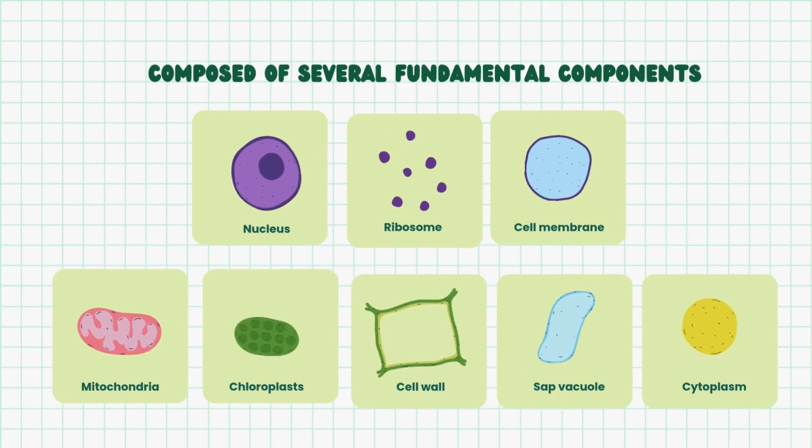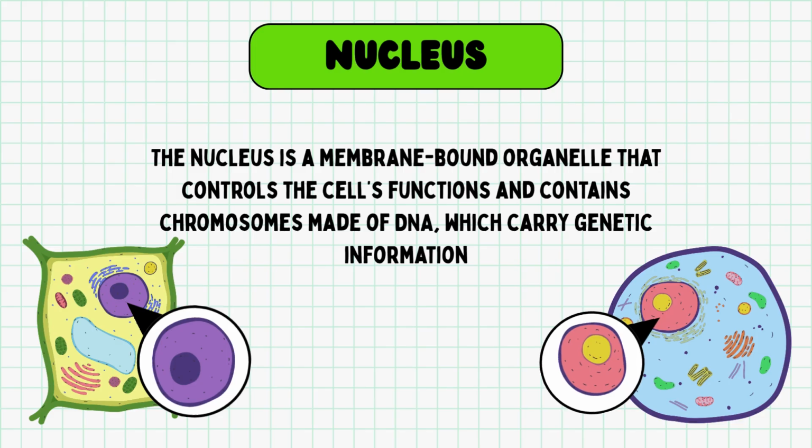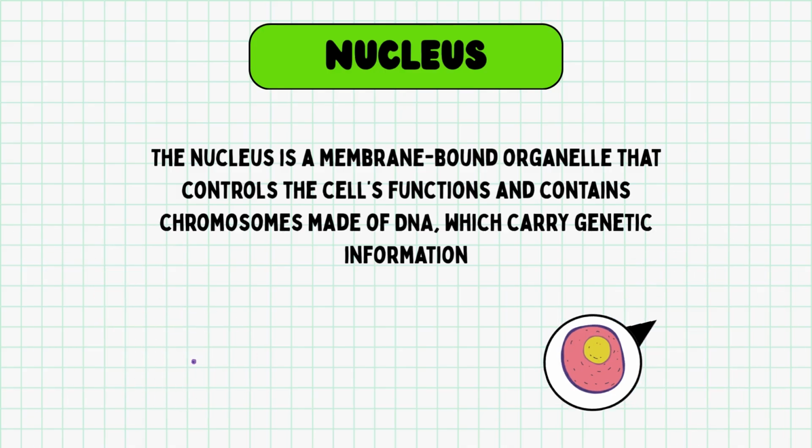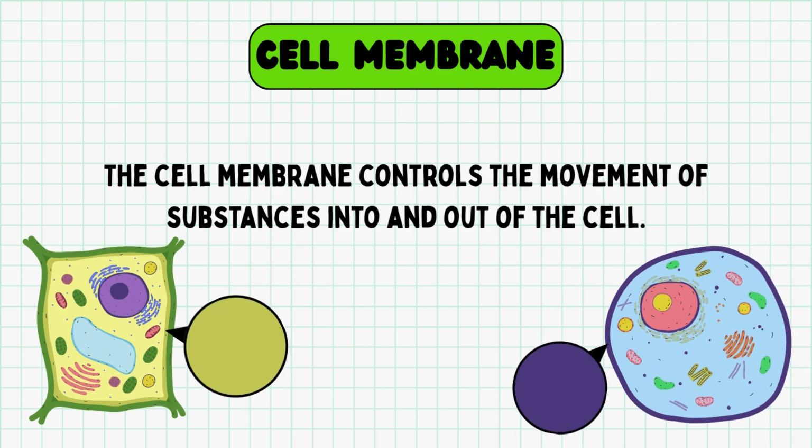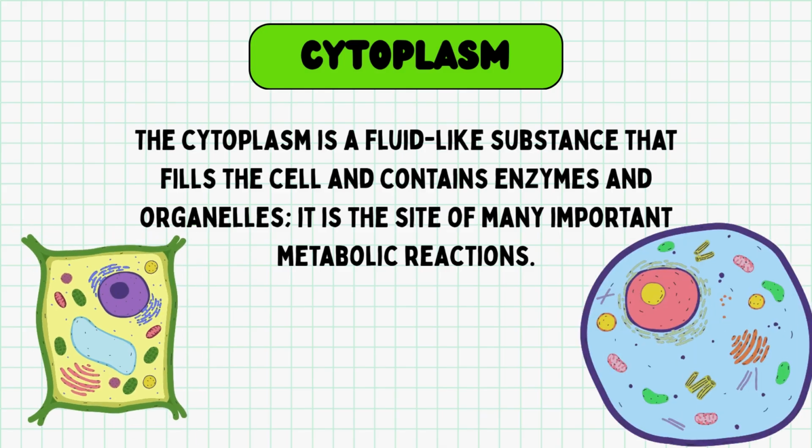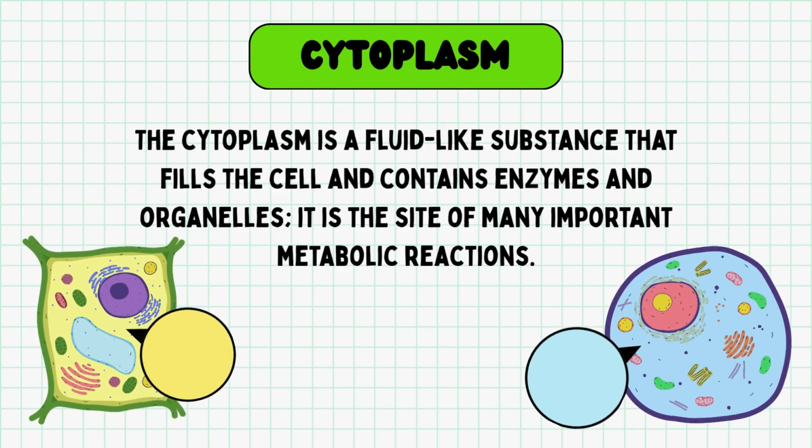Let's zoom in. The nucleus is the control center of the cell. Like its brain, it stores DNA, which tells the cell what to do and when to divide. The cell membrane acts like a security gate. It controls what enters and leaves the cell. It keeps the cell environment balanced and protected. Cytoplasm is the jelly-like fluid where all the cell's activities happen. It holds the organelles in place and allows substances to move around the cell.